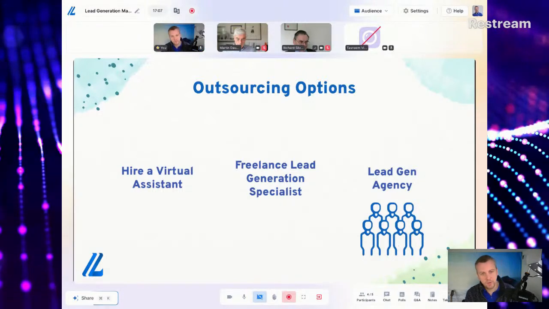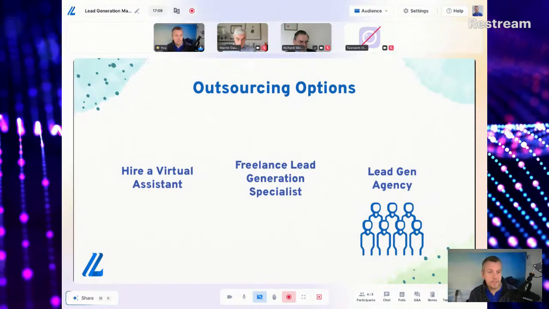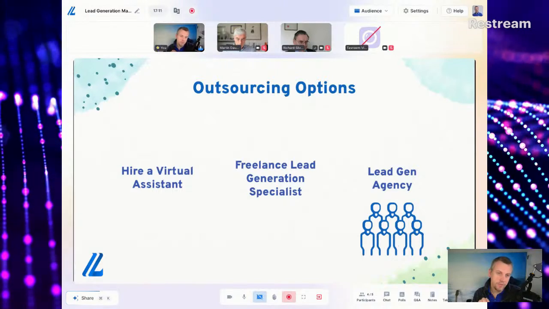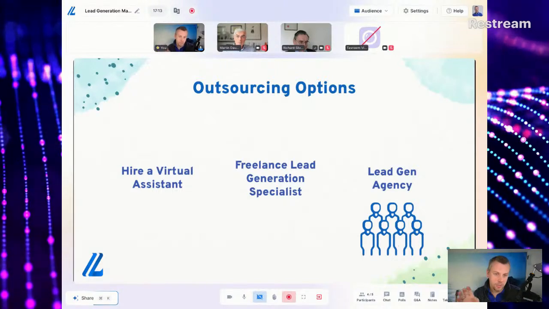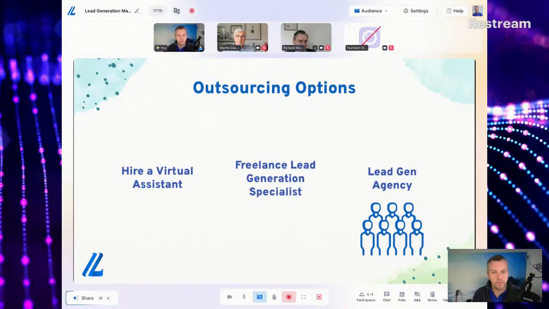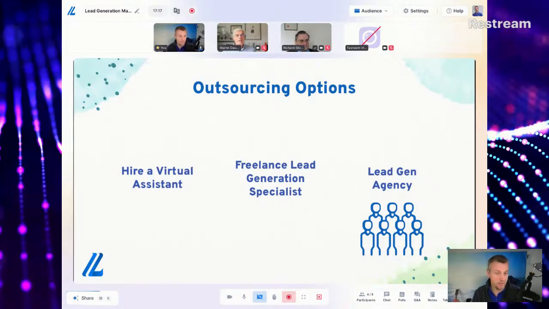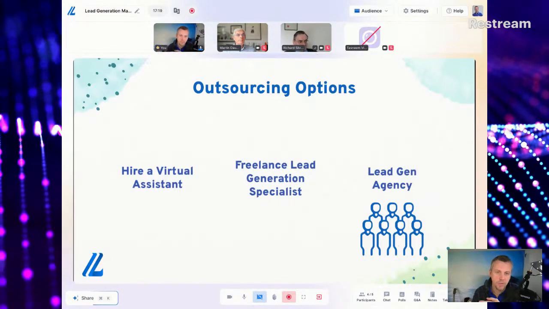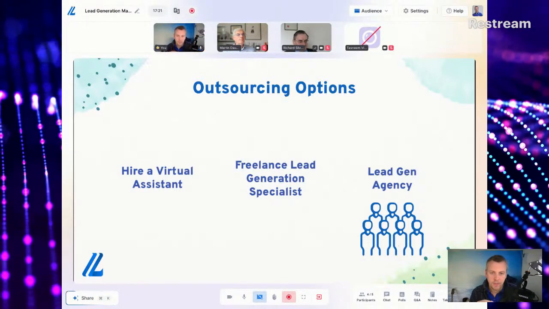They've got the skills. Often the agencies will be very much results driven. A reputable lead gen agency will focus on delivering results for your business, with accountability and regular reporting as well to make sure you see that.